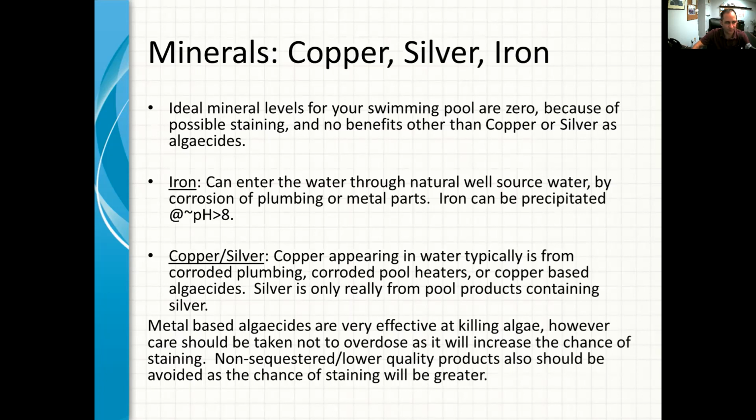And then copper and silver. Copper is usually from plumbing because it's used in plumbing. Also on pool heaters, the heat exchangers are made of copper, and copper-based algicides. So those are the three main sources copper enters your water. So silver, some pool products use silver. It's also a really good algicide sanitizer. Some pool products do contain silver.